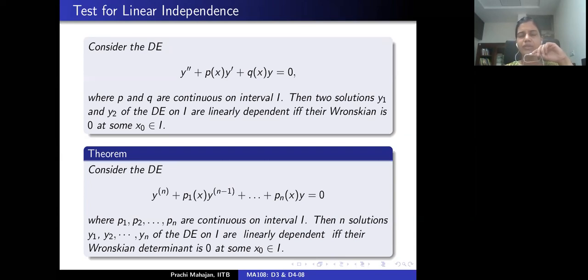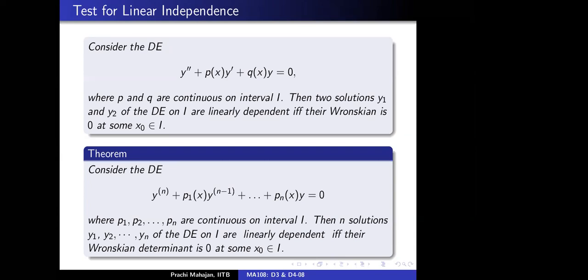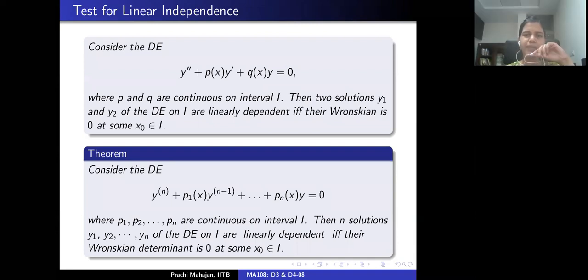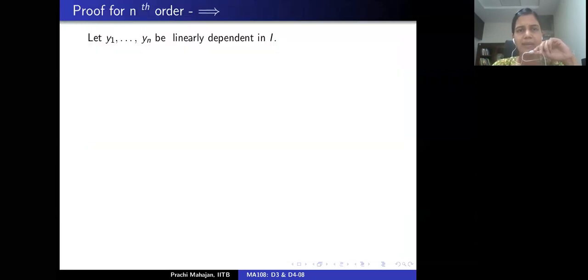So let's provide a proof. Let's do one way first. Suppose that y1, y2, ..., yn are solutions of the given homogeneous differential equation on the interval I, and assume that y1, y2, ..., yn are linearly dependent. What are we required to show? We will show that their Wronskian is zero at some point in the interval I, correct?